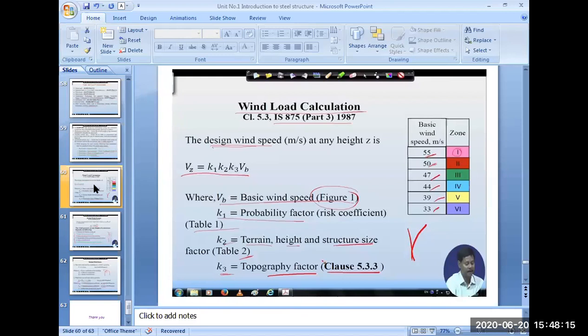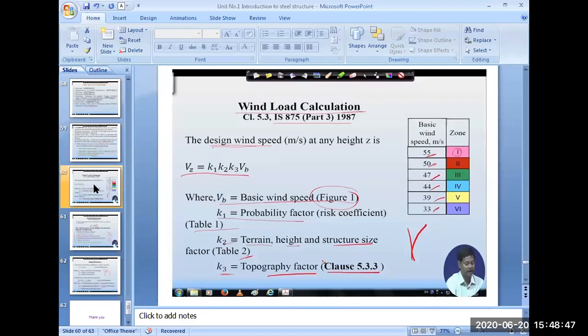This IS code is used for the wind load calculation, and that IS code is allowed for examination to you. Means total 3 handbooks are allowed to use in examination. That is IS 800 2007 limit state method code. Second, steel table, in steel table where various steel sections are given, and third is the IS 875 part 3. These 3 codes are allowed to use in examination for writing theory examination.